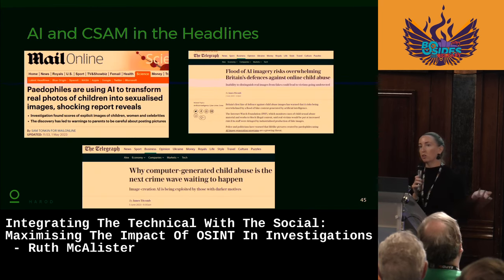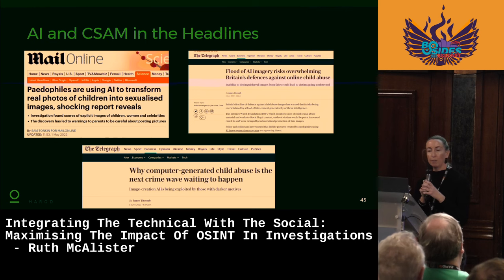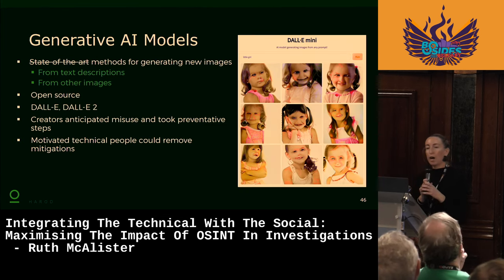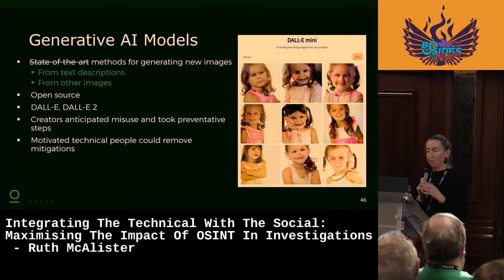It's not a new issue, it's in the headlines, it's been well publicised throughout the UK in terms of how paedophiles are adopting some of this technology. I'll skim over the next couple of slides quickly because I'm now getting near the end. They talk about generative AI, they talk about open source tools that are available for them, they talk about DALL-E and DALL-E 2, and how they can easily remove any mitigations to exploit any of this technology.